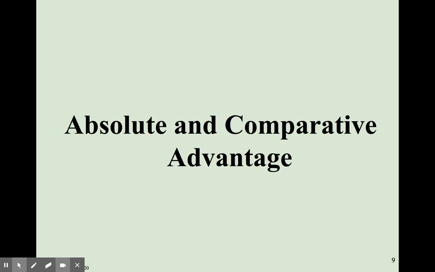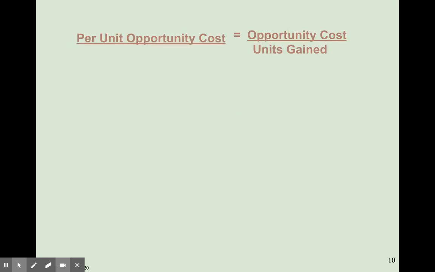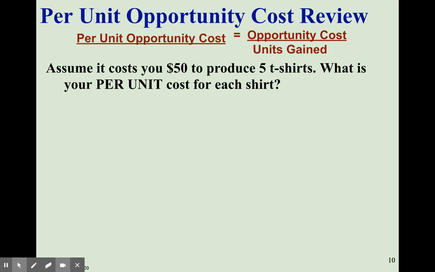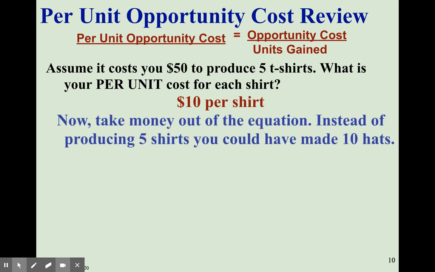So, two terms that we're going to learn about today are absolute and comparative advantage. Let's assume it costs you $50 to produce 5 shirts. What is your per unit cost for each shirt? The answer is $10 per shirt. Therefore, we have our formula. Your per unit opportunity cost is your opportunity cost over your units gained.